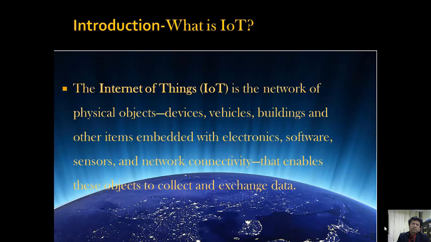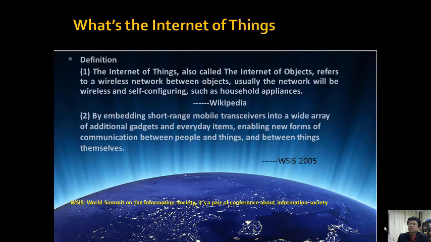First of all, let us ask, why do we think of Internet of Things and what is it? If you look at the basic definition, Internet of Things is the network of physical objects such as devices, vehicles, buildings, and other items embedded with electronics, software, sensors, and network connectivity that enables these objects to collect and exchange data. There are other definitions also.